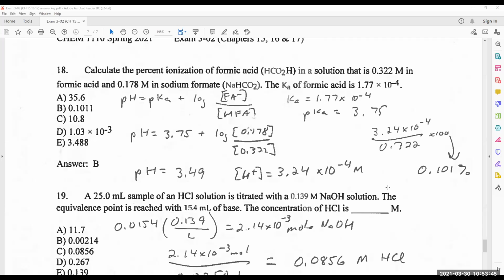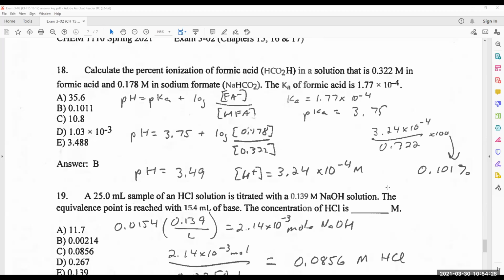So we're given the Ka, so if we do minus the log of that, we get the pKa, that's 3.75. We have concentrations for formic acid and formate, so we can fill those into that log term. So it gives us log of 0.178 divided by 0.322. We solve all that, and we get a pH value of 3.49. From the pH we can then take the antilog of that and get a hydrogen ion concentration. That's 3.2 times 10 to the minus 4.